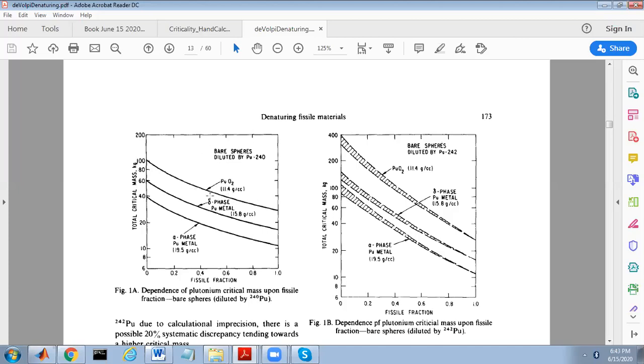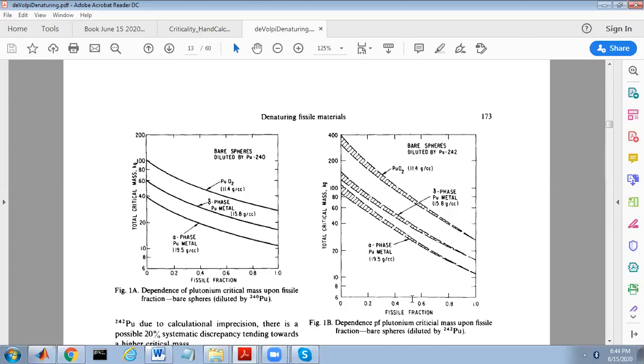But fast reactors are very few in the world and not very popular because environmentally it's not such a good thing. Anyway, but very efficient. So you see that as your fissile fraction gets less, in other words, your plutonium-240 becomes more, there's an increase in the critical mass, so more mass is needed.